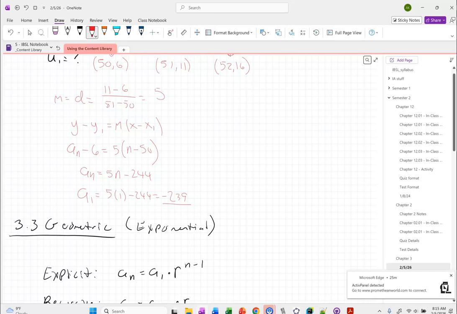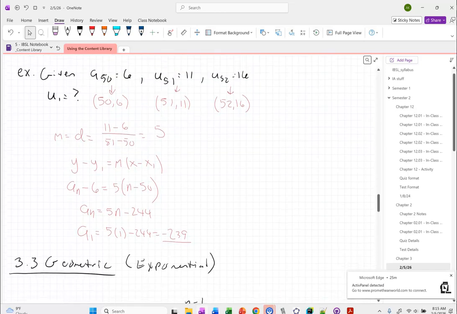Everybody okay there? Notice that I didn't need 52 comma 16 at all, other than to confirm that this would be arithmetic. Right, we've added 5 each term. Where'd I get the what? That's a 51. It's just a bad looking 5. Everybody feel okay?